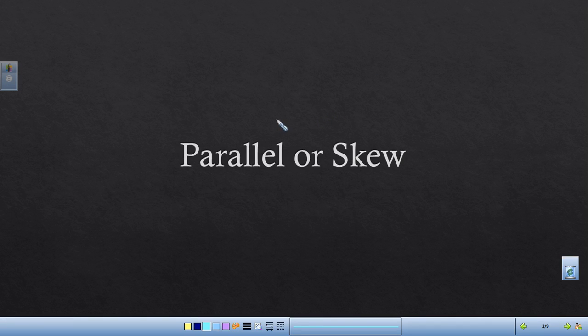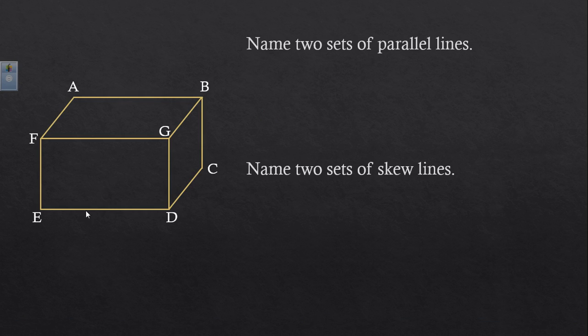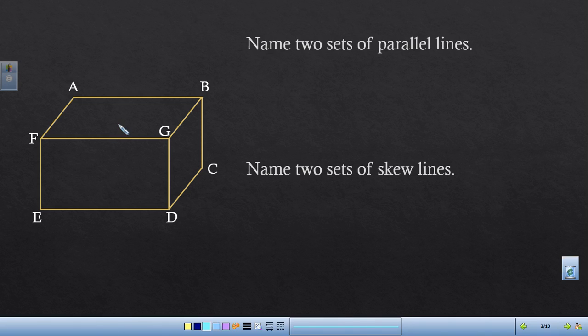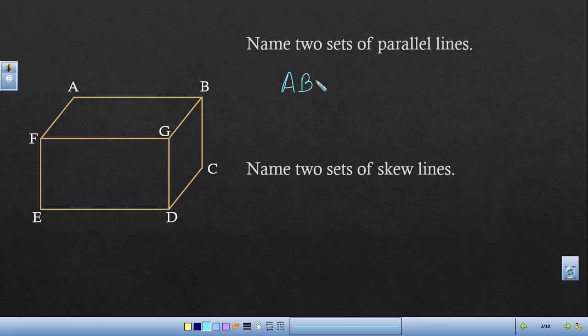When we have a box like this one, parallel lines are lines that go in the same direction and don't intersect. Skew lines are lines that go in different directions and don't intersect. So for example, line AB here goes left to right, so does FG, so does ED. All of these lines are parallel. AB is parallel to FG, for example. Or BG is parallel to CD. Or AF is parallel to BG.